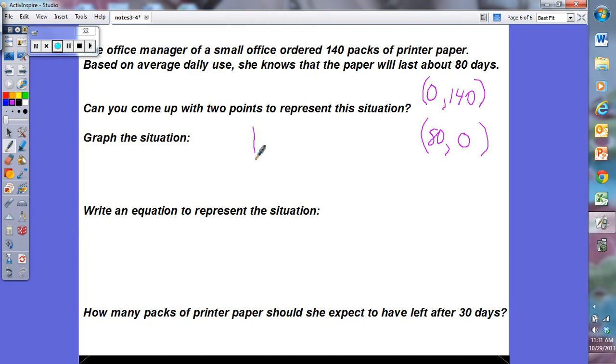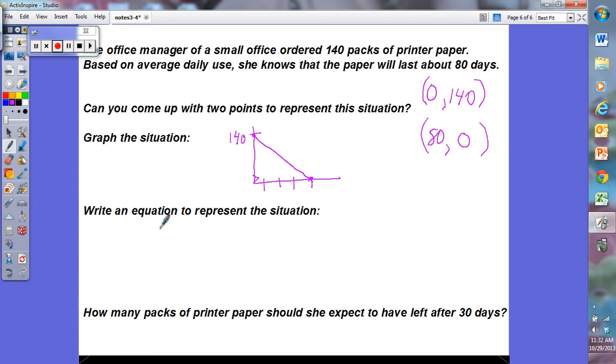So if you were to graph this, just like in science, I'm going to do a little break. 140 would be my y-intercept, and at 80 days, I would be down at 0. So it would look just like this. The y-intercept is how many packs of paper I started with. The 80 days is when I run out.